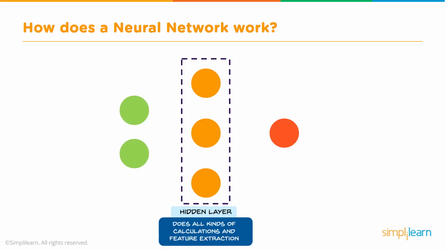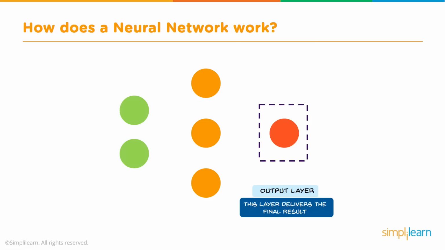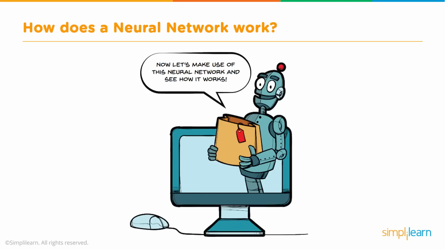A lot of times there's more than one hidden layer. We're only showing one in this picture, but we'll show you how it looks in more detail in a little bit. And then finally we have an output layer. This layer delivers the final result. So the only two things we see are the input layer and the output layer. Now let's make use of this neural network and see how it works.